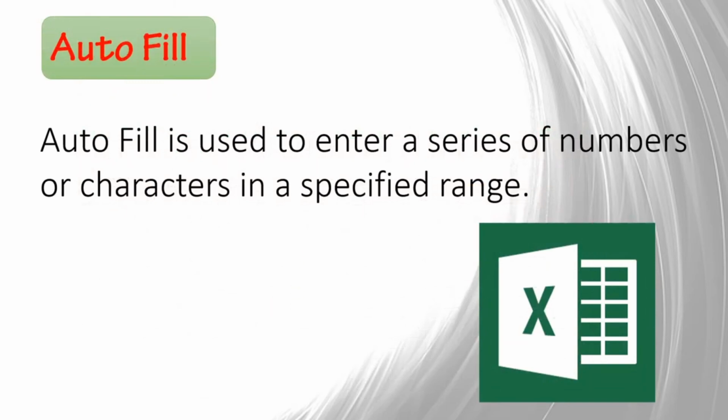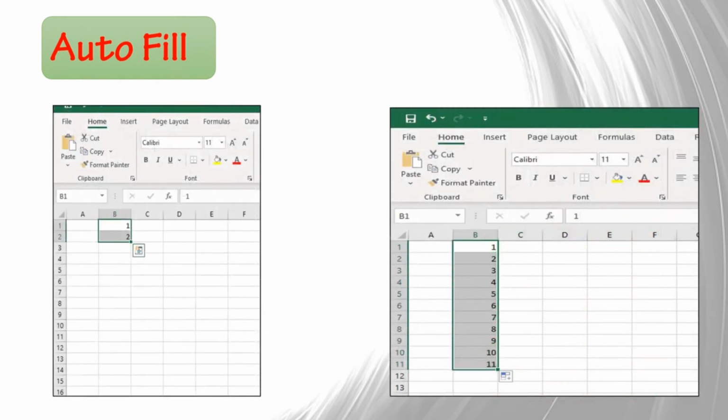Next feature is autofill. Autofill is used to enter a series of numbers or characters in a specified range. Here we can discuss with an example. To get autofill, here you can see the numbers are entered in cells 1 and 2. After typing this, you can see a small black spot on the bottom right corner of this cell. Click there and just drag down up to where you need to fill a series of numbers.